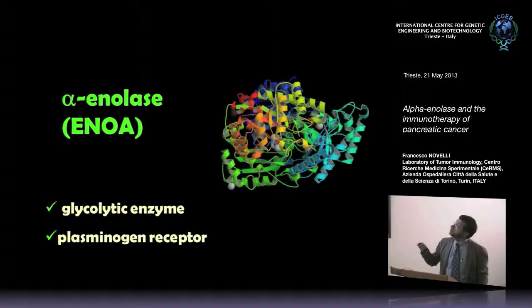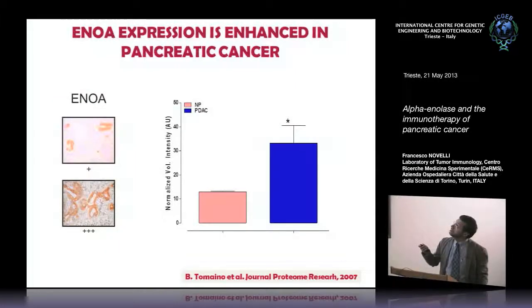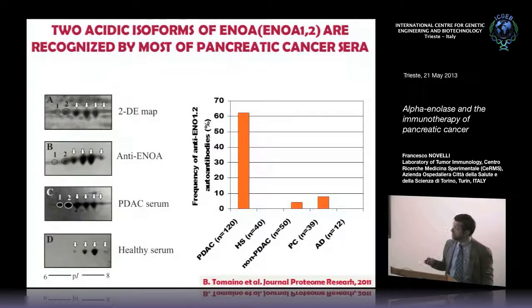We found that enolase is enhanced in pancreatic cancer. In normal pancreas, its expression is pretty low, and then it increases in pancreatic cancer tissue. And this is the graph reporting the Western blot quantification of the expression of enolase. So generally, it is increased.